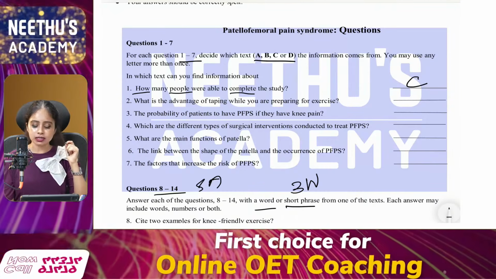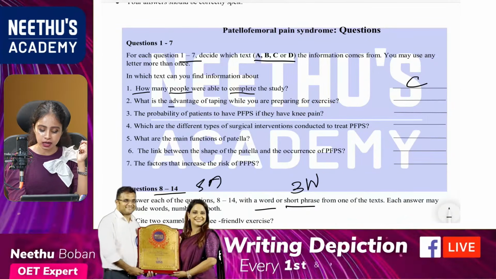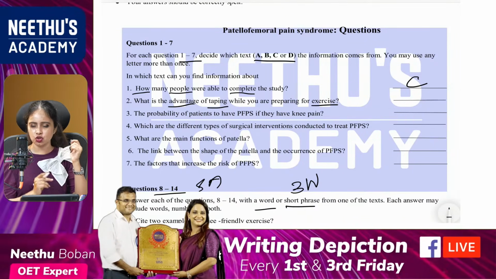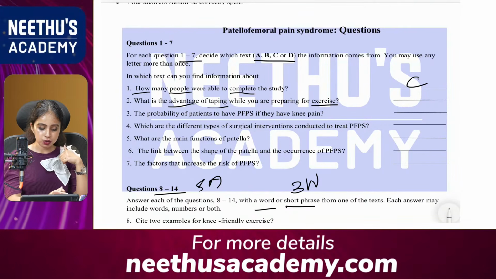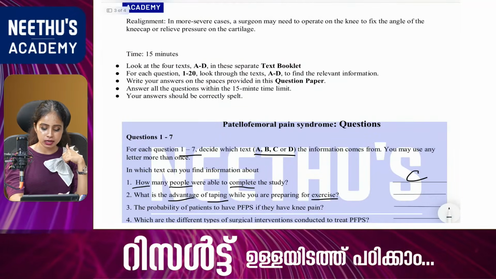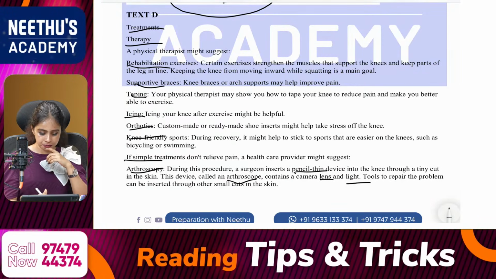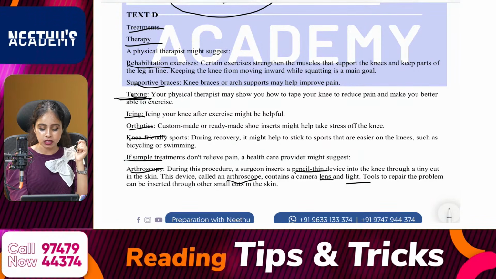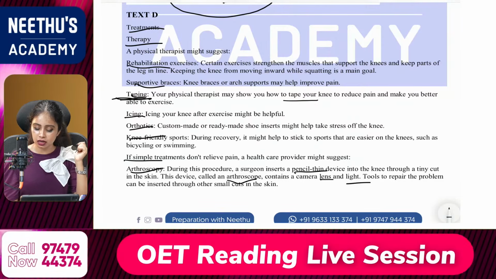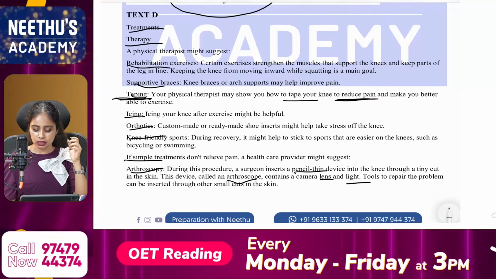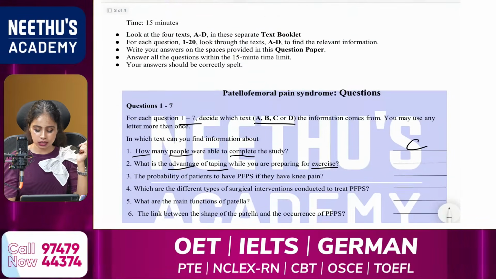Second question, what is the advantage of taping while you are preparing for exercise? So the keywords: advantage, taping, exercise. Where have they mentioned these keywords? As you can see here, in treatments, there is a point, taping. Your physical therapist may show you how to tape your knee to reduce pain. So that keyword is mentioned in text D.